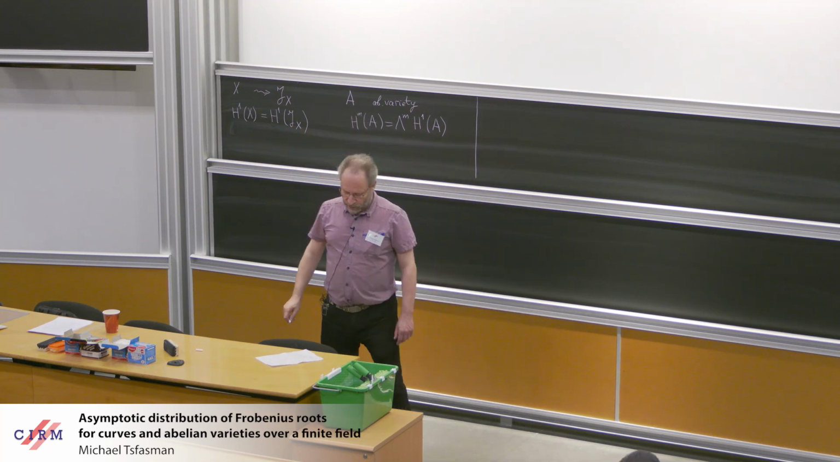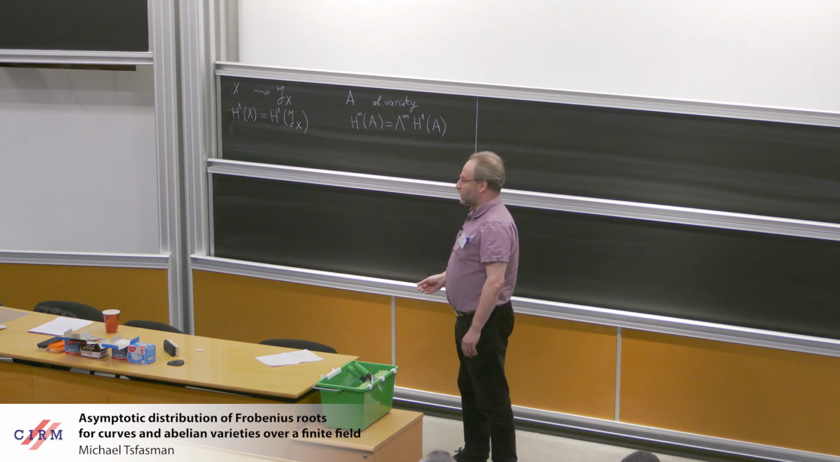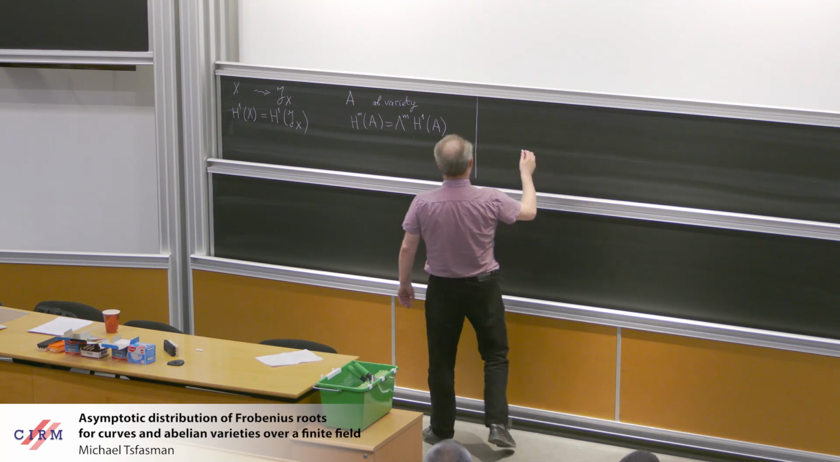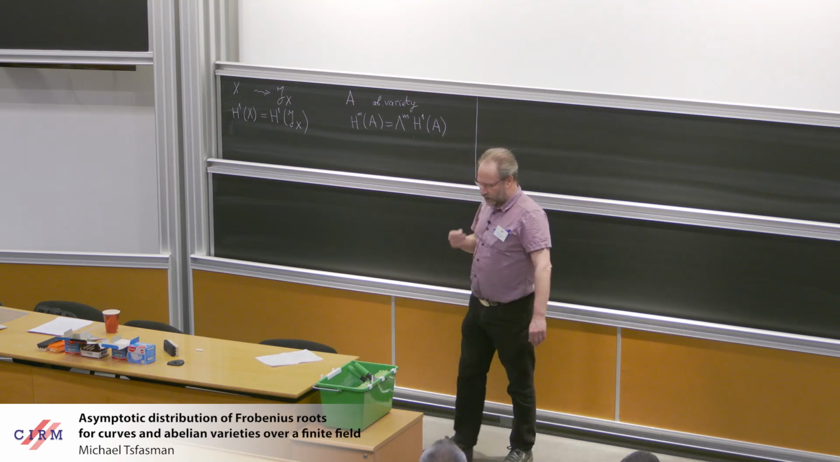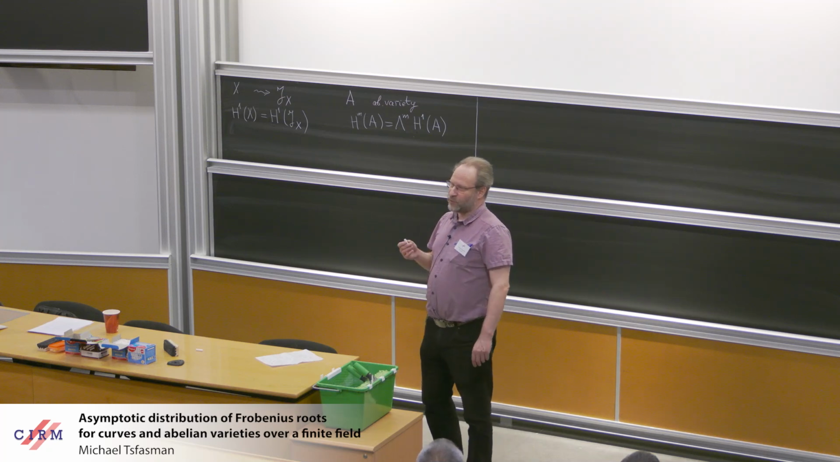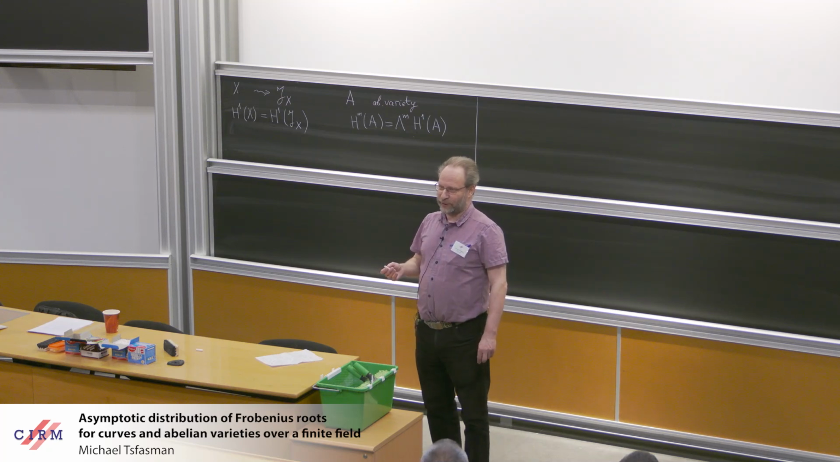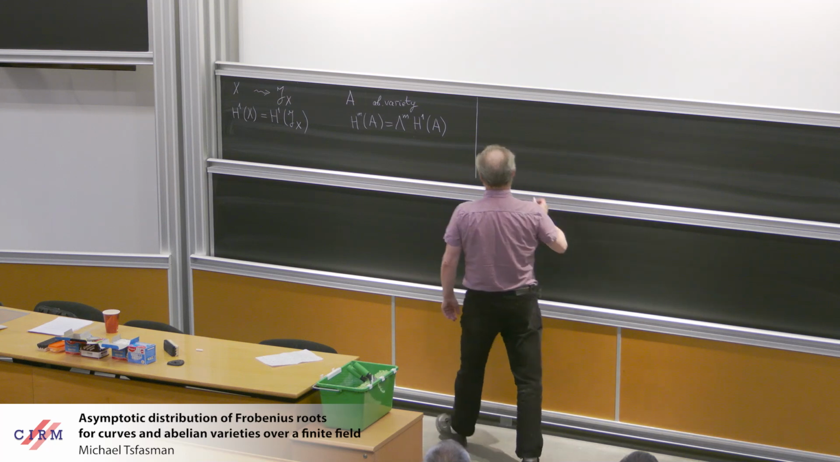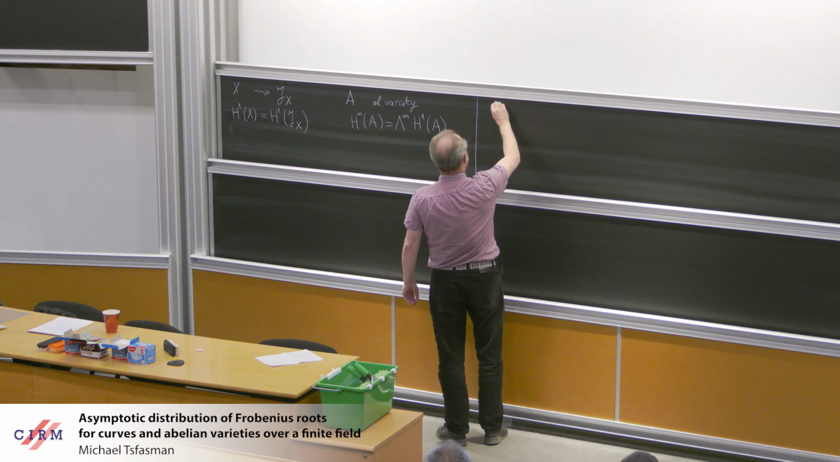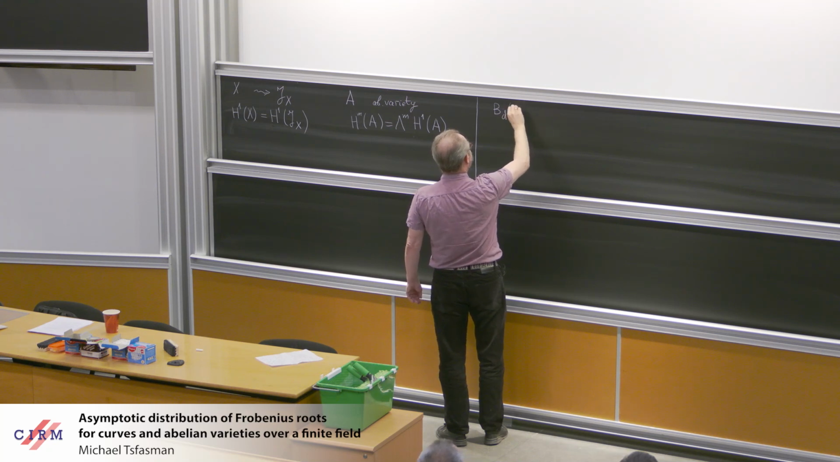So how to distinguish? The main point is that if you really have a curve, then the number of points on it is non-negative. And so for any degree d, we know that B_d of X is non-negative.